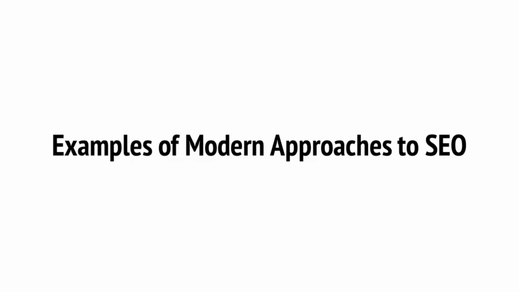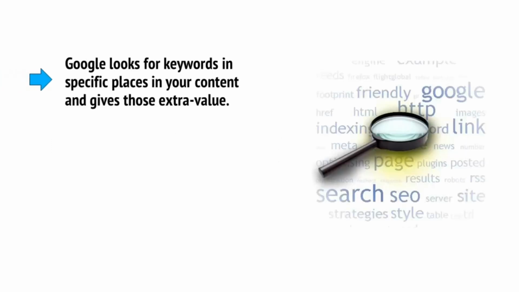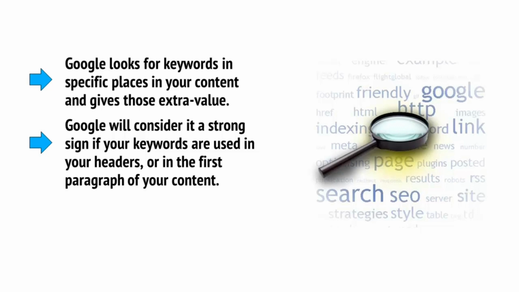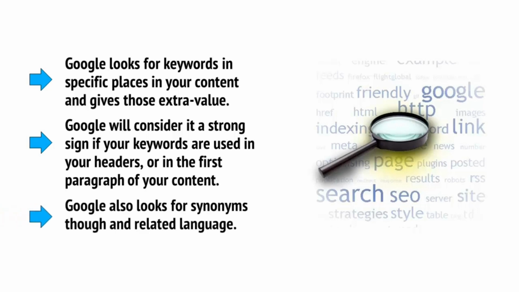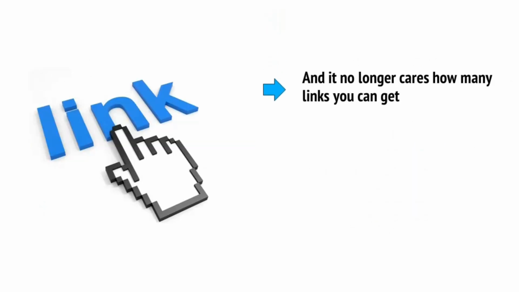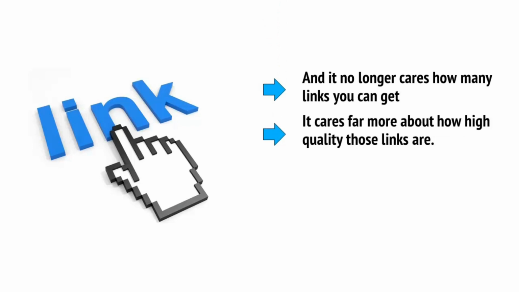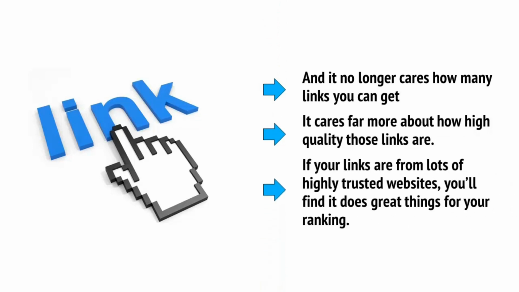It's also worth noting that Google looks for keywords in specific places in your content and gives those extra value. Google will consider it a strong sign if your keywords are used in your headers or in the first paragraph of your content. Google also looks for synonyms, though, and related language, which is something that we'll discuss more later on. And it no longer cares about how many links you can get. It cares far more about how high quality those links are.